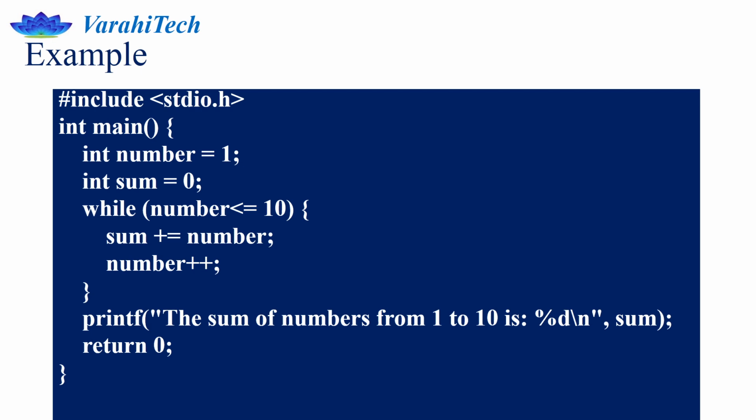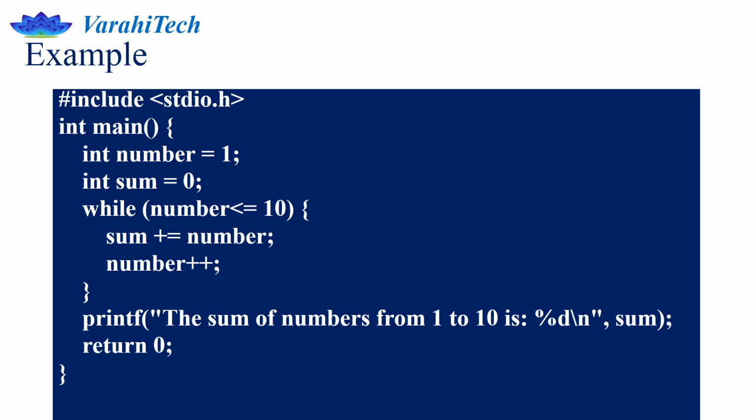Inside the while loop, the current number is added to the sum variable using the compound assignment operator plus equal to. This accumulates the sum of the numbers from 1 to the current number. The number variable is incremented by 1 using increment operator, which ensures the loop progresses to the next number in the sequence. Once the loop has iterated through all the numbers from 1 to 10, the loop terminates and the program proceeds to the next line.